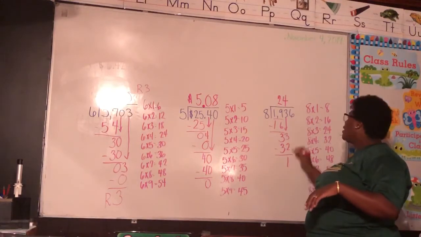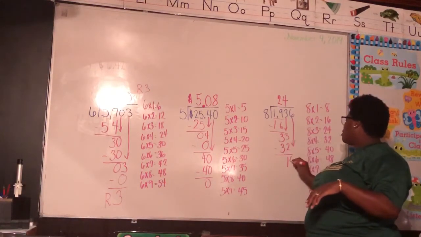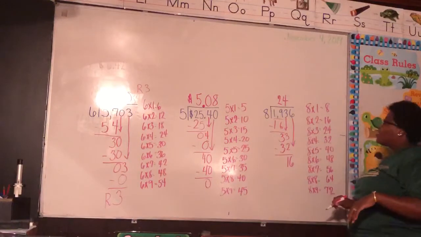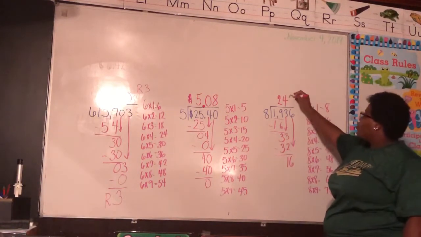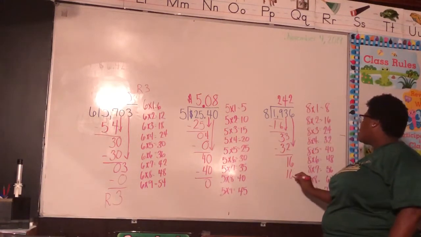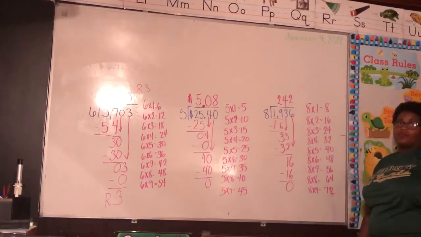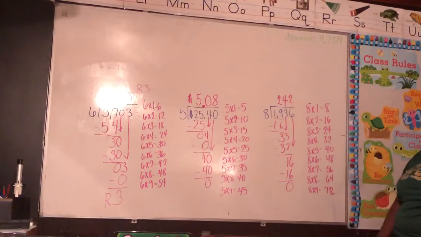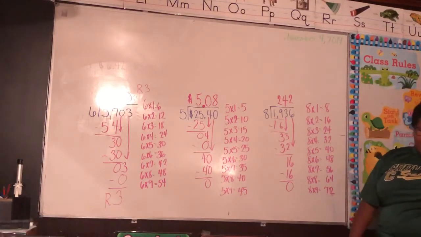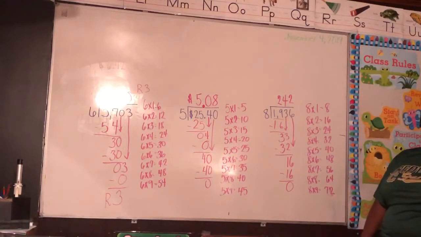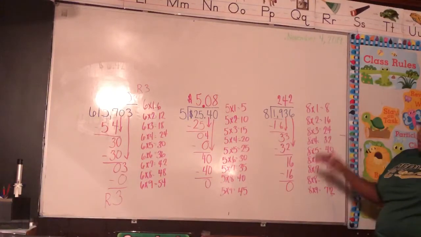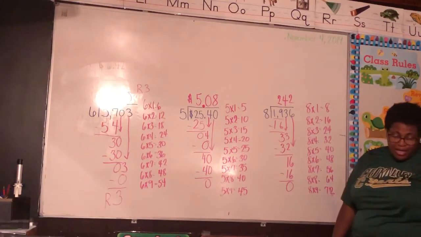This leaves a 1. Bring down my last number, which is 6. 16 can go into 8 2 times because 2 times 8 is 16. 16 minus 16 equals 0. And these are your answers. I'm going to leave them for a second. I am not going to write down the actual wording for your word problems that's right here.